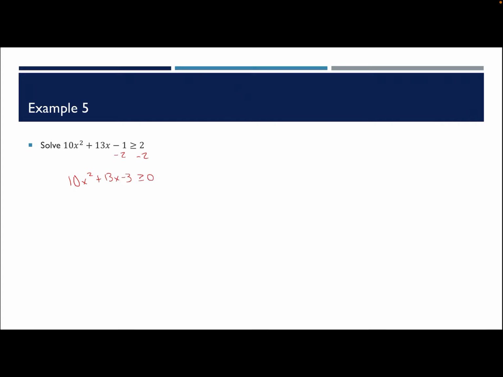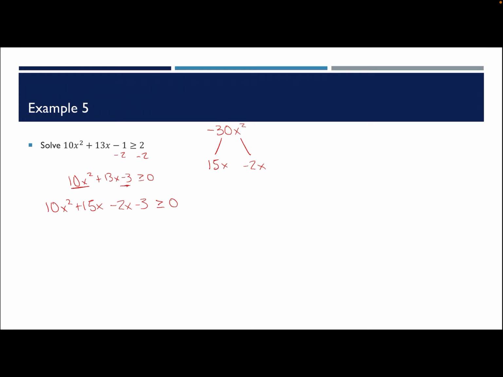So remember, for factoring a trinomial, you want to multiply the 10x squared and the negative 3. That's going to give us a negative 30x squared. And we want factors of negative 30x squared that can give us 13. So that's going to be positive 15x and negative 2x. So we rewrite this to be 10x squared plus 15x minus 2x minus 3 is greater than or equal to 0.